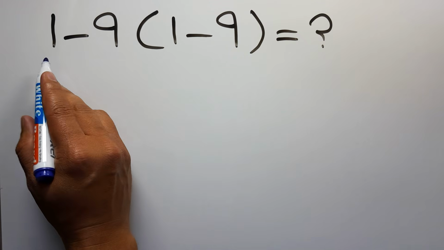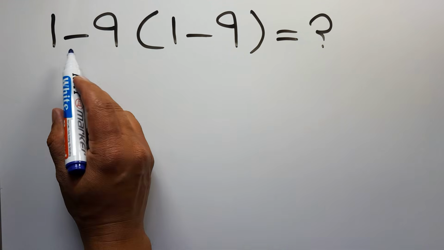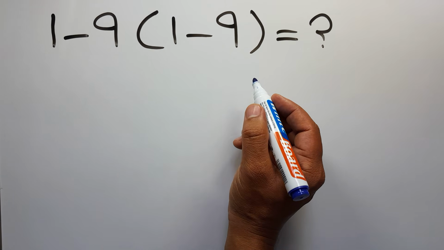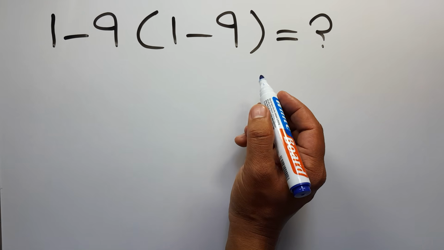In this video, we want to find the value of this expression: 1 minus 9 times 1 minus 9. Are you ready to solve? Let's go and get started.